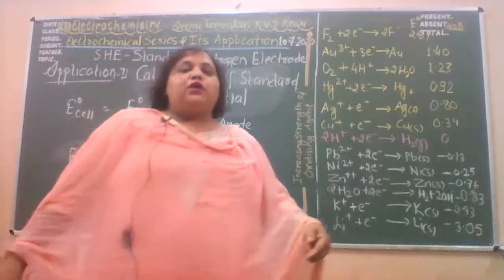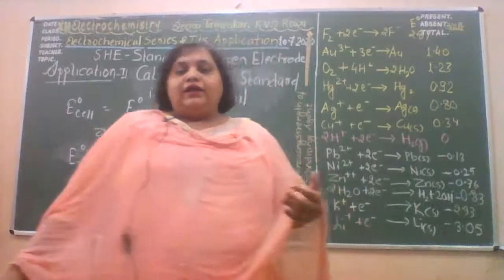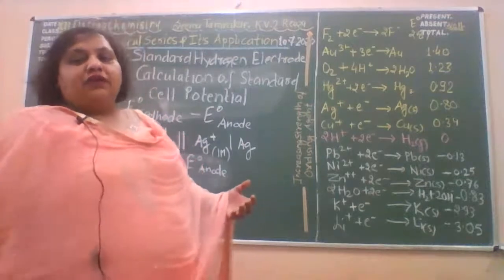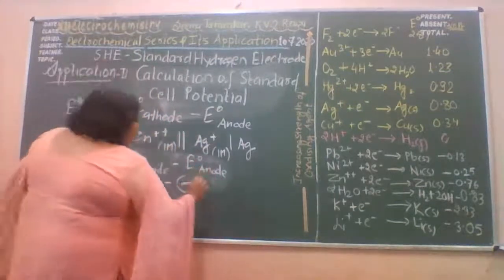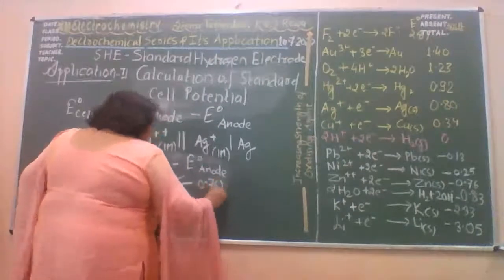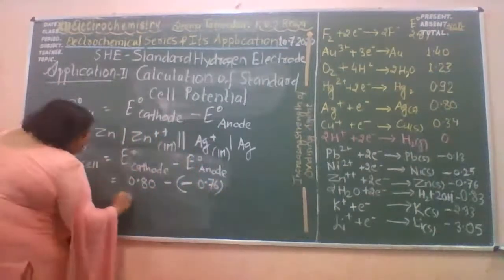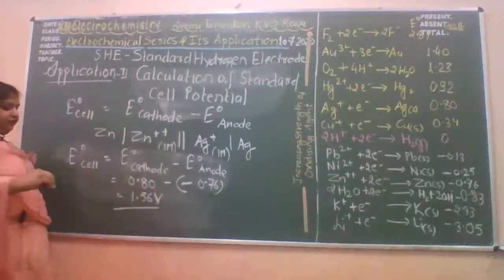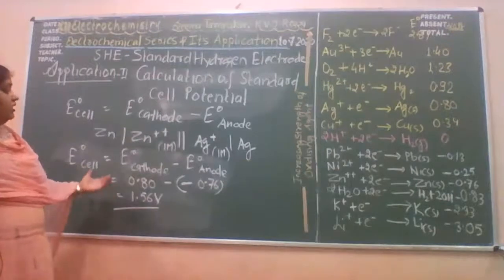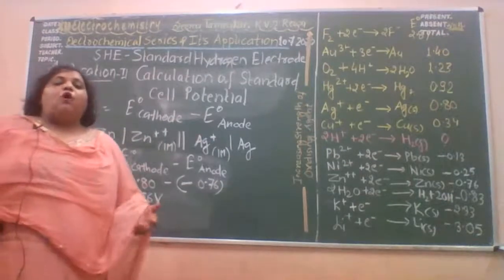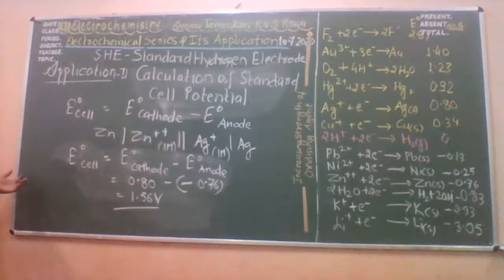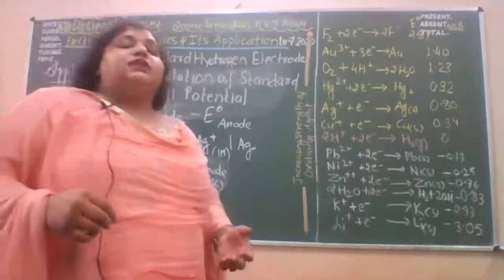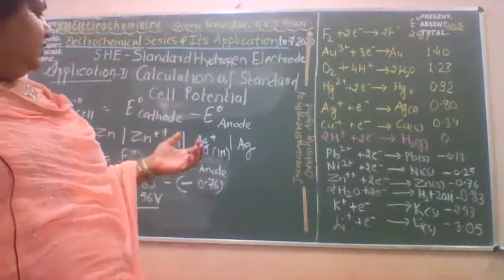You always have to write the value with the symbol, and in the chat I can see the student, especially Shika, she is giving the correct answer minus 0.76. Here you can see its value is 1.56 volt, right? That means this will be the EMF of the cell, and in this way you can calculate the EMF of any cell. The very simple way is there, right?